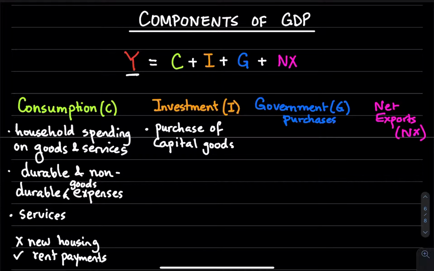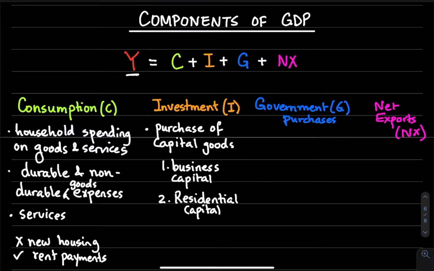The first type is business capital. So this is spending on business structures, equipment, and intellectual property products. The second one is residential capital. And you can almost guess what this is. Residential capital is like a landlord's apartment building, a homeowner's personal residence.